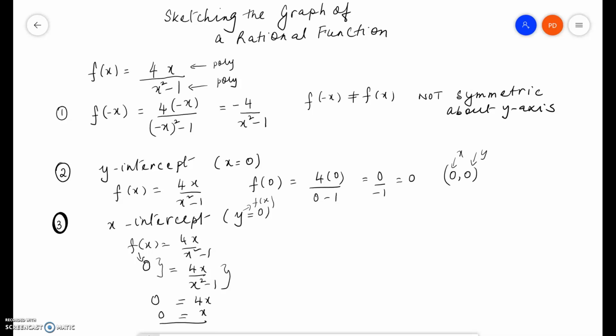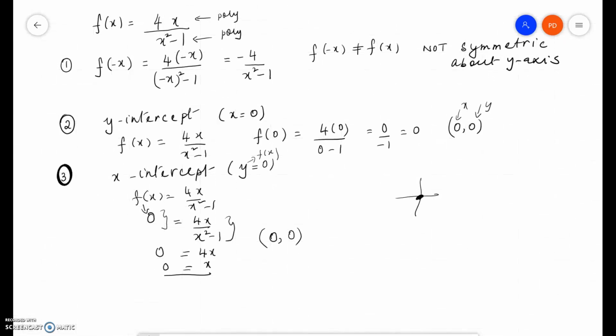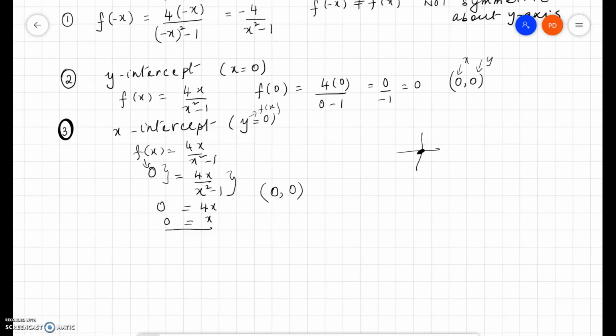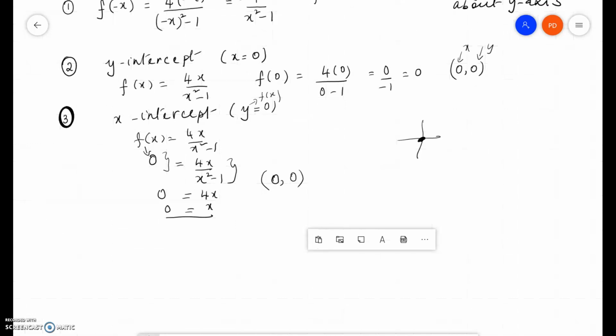So x equals 0 is where the graph crosses the x-axis, which means when x is 0, y is 0. So in this case, there is only one x-intercept, which is also the y-intercept. So the graph crosses the origin. So its x-intercept is equal to the y-intercept.